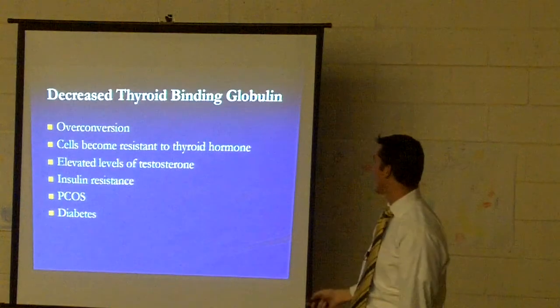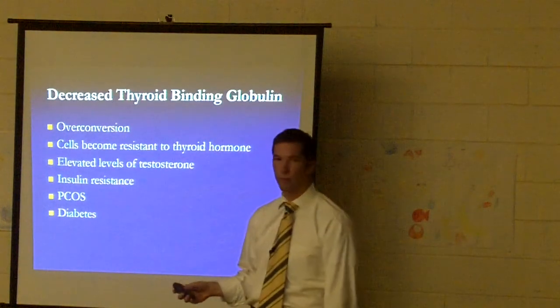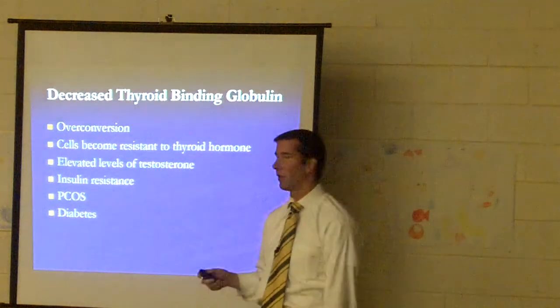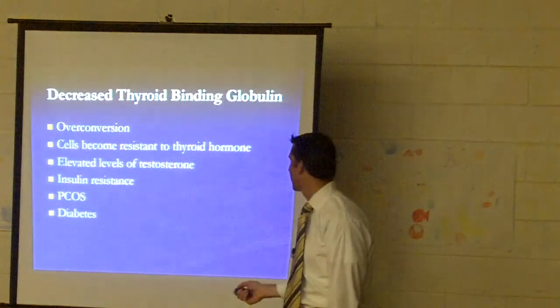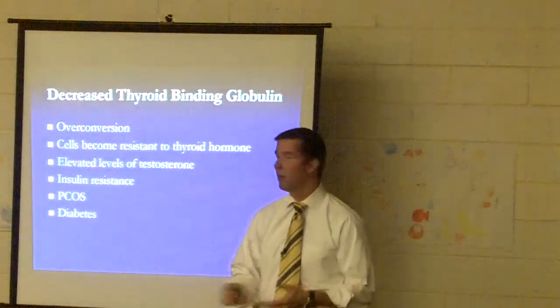Insulin resistance, that's the example I gave you before. PCOS, anybody know what that is? Polycystic ovary syndrome. That's a big mimicker of thyroid problems. And diabetes, I bring that up because of the example I told you about before with the insulin.